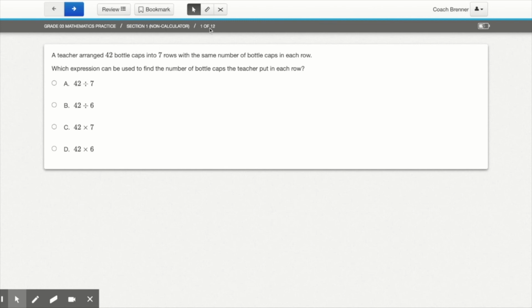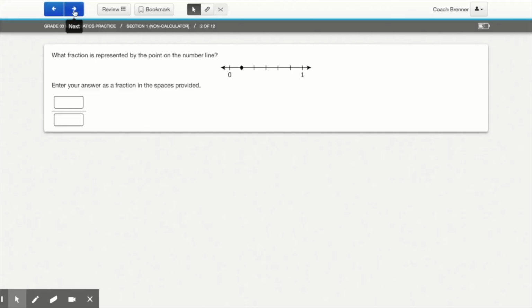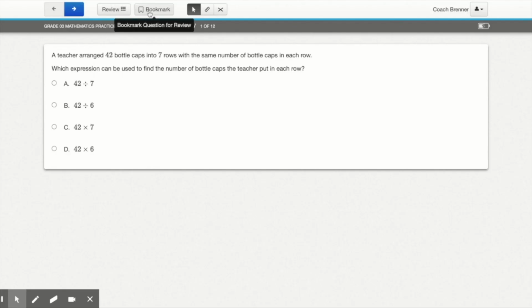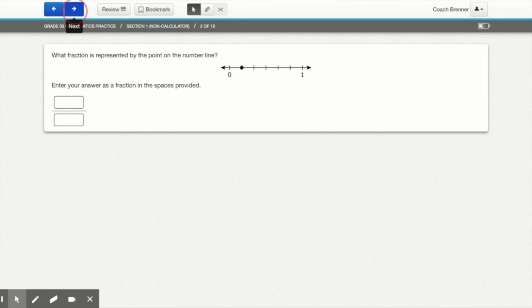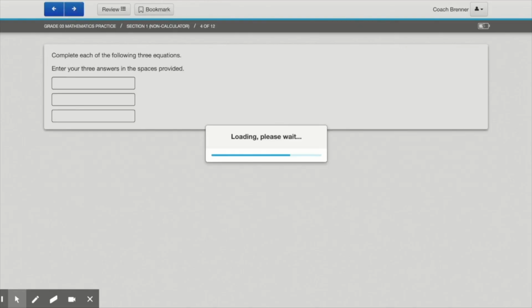So here, if we're not sure of this question, we can just go to the next question. Another tool that's up here, if you're not sure, you can just bookmark it. When you bookmark it, that lets you know, when you're finishing up your test, this is one of the questions that you would go back to. But to get to each question, you would just hit this next button.